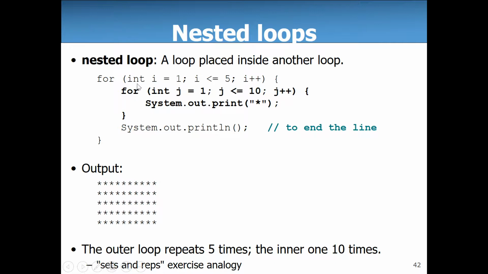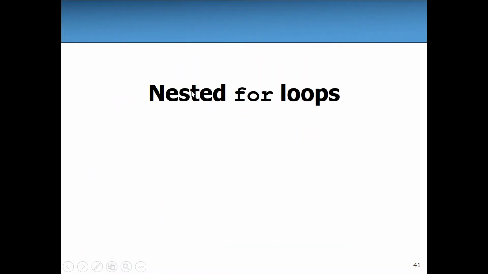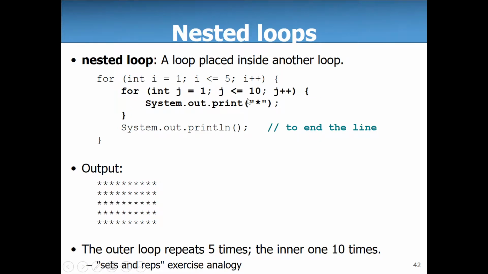Okay, let's look at this inner loop over here. For int j equals 1, j is less than or equal to 10, j plus plus. So this inner loop is going to run 10 times. j's values are going to be 1 through 10 inclusive. So 1, 2, 3, 4, 5, 6, 7, 8, 9, and 10. That's 10 different values. And each time this inner loop executes, it's going to print out a star. So it's going to print out this star 10 times.